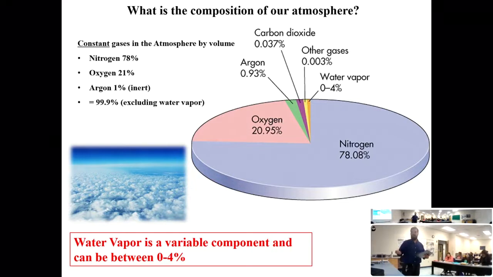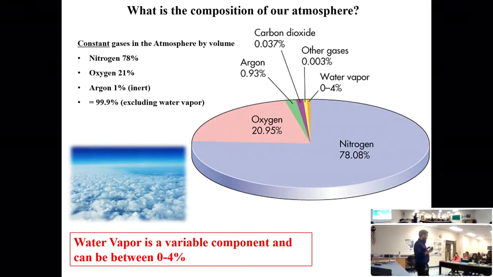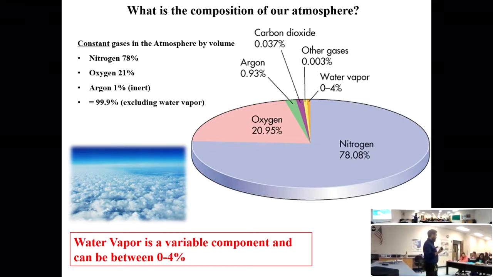There's also variable components, things that change day to day. The most important variable component is water vapor. So which is the very important gaseous component in the atmosphere that's variable? Water vapor, okay? Water vapor creates a lot of the weather that we see, you know, day in and day out, week in, week out, right? So that's what makes it feel very humid some days, right?